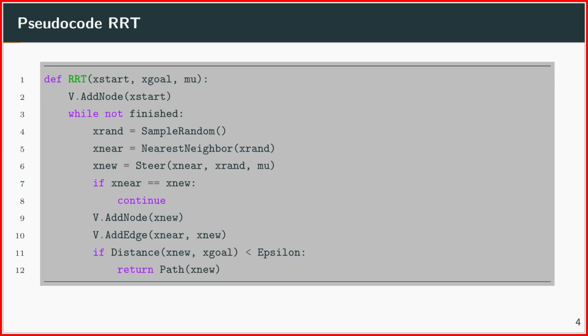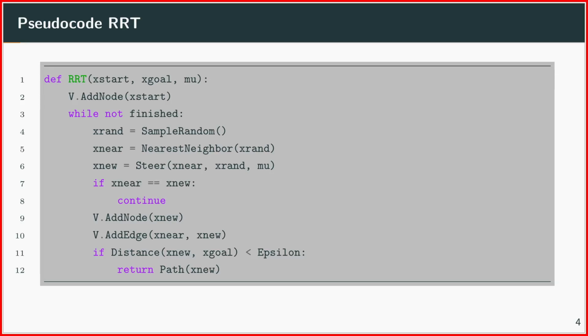And if you made some progress with this configuration, then you add this node and an edge to your tree, and then you check if you have actually reached your goal, if the distance between your new configuration and your goal is smaller than some epsilon, and then you return a path from your tree.